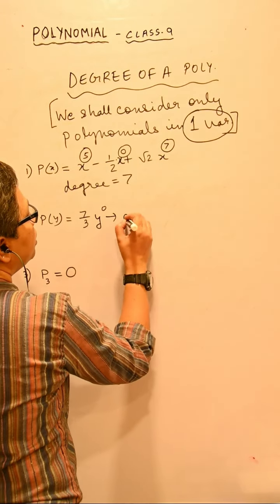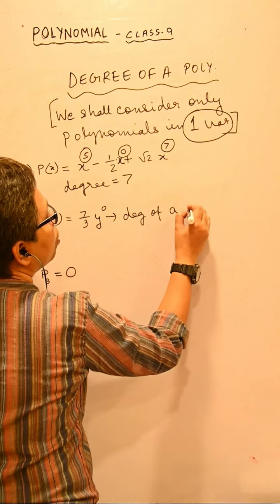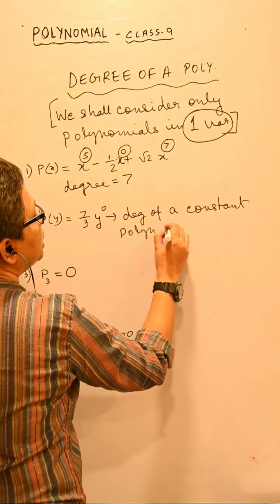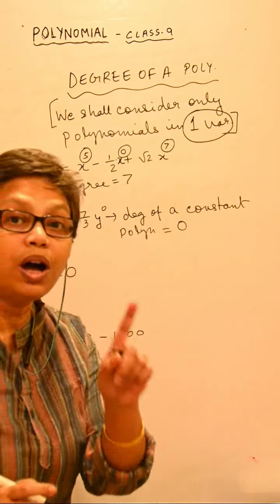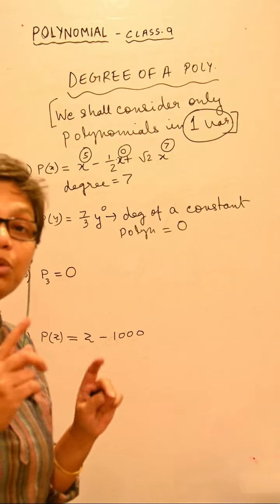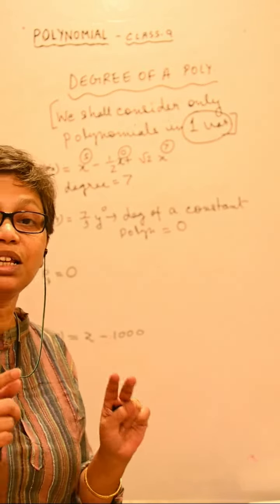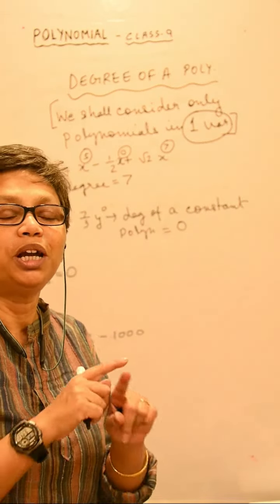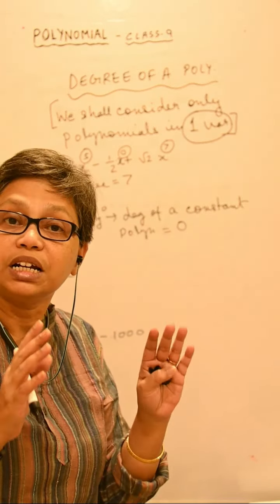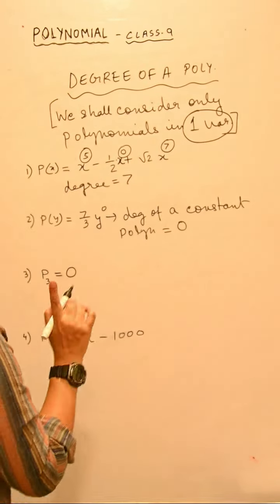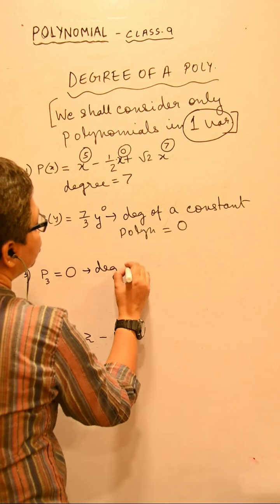So the degree of a constant polynomial is always 0, with one exception. That is, if you have the special constant polynomial 0, where the constant itself is 0, you know that this is called the zero polynomial. The zero polynomial has no degree. I mean, the degree of a zero polynomial cannot be defined. It is not defined.